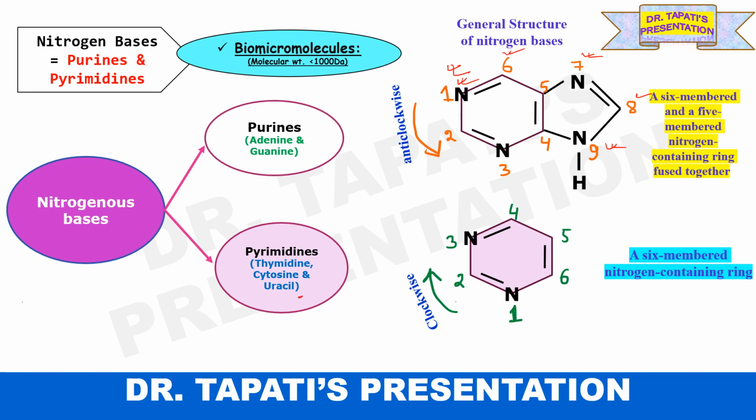these two rings. And if you consider pyrimidine, it is a six-membered nitrogen containing ring, and numbering starts with this nitrogen, and the numbering is in a clockwise manner. So this is 1, then 2, then 3, then 4, 5, and 6. So this is a clockwise manner numbering, and this type of numbering is an internationally accepted system to represent the structure of nitrogen bases.